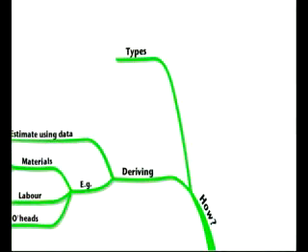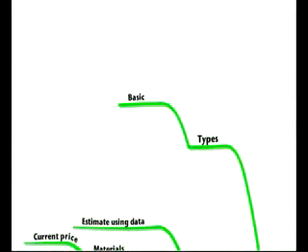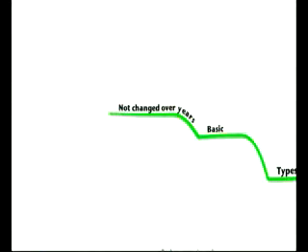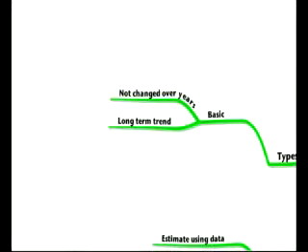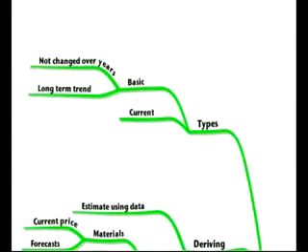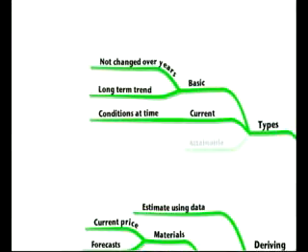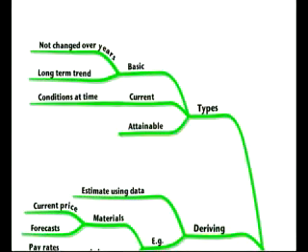So types of standard cost. First of all, you'll have a basic standard cost. This won't change over the years, so this is way back at the start, your basic standard cost. This will help you identify the long-term trend in prices, usage, whatever it happens to be. Your current standard cost will be based on conditions at the time. This will be the most relevant. It'll be based on conditions at the time.